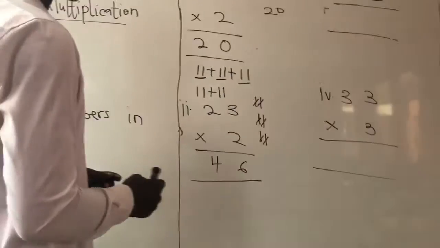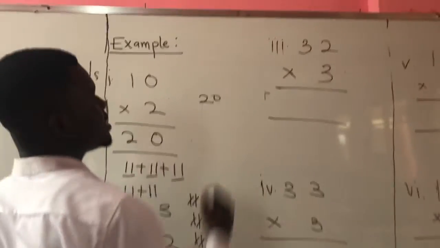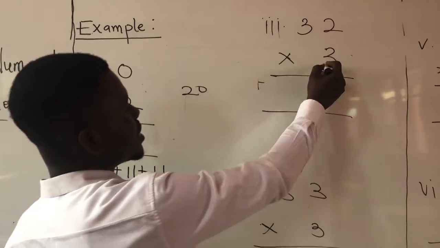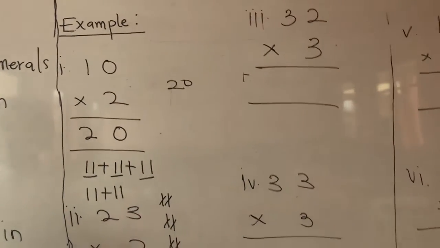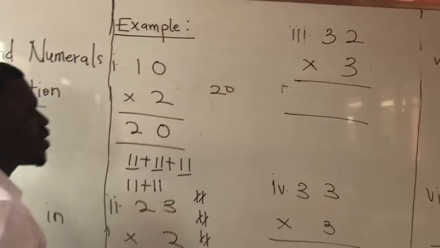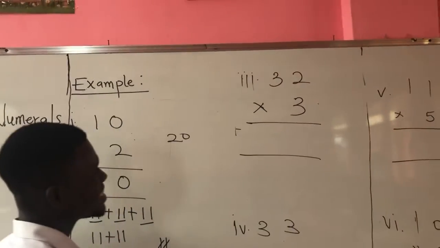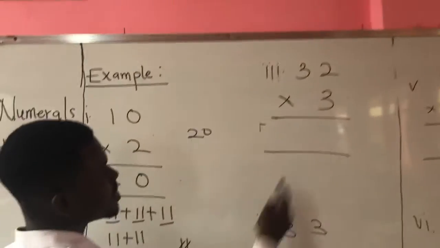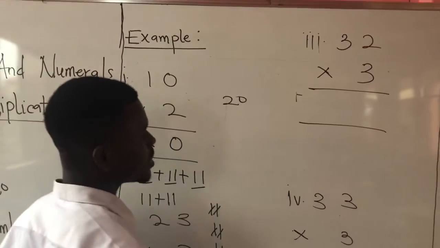So quickly, let's look at another example. We have 32 multiplied by what? 3. Now the first one here is 2, and we are multiplying 3 2 times. So let's do that.